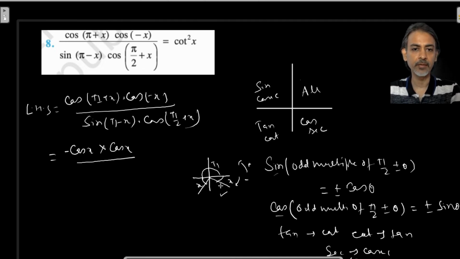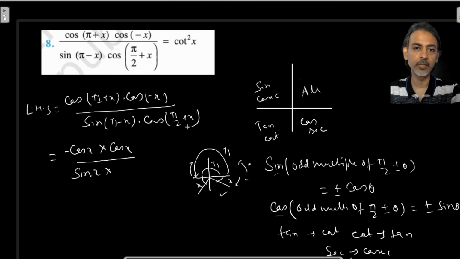Now look at sine of pi minus x. So pi is going to be from here to here, and if you look at a little bit of x going in the other direction, it's going to be in the second quadrant. So sine of pi minus x will become sin x, because pi is my even multiple of pi by 2. So this becomes sin x.